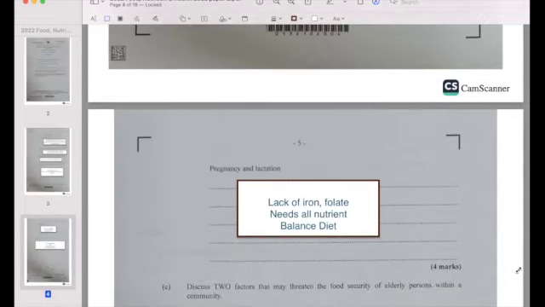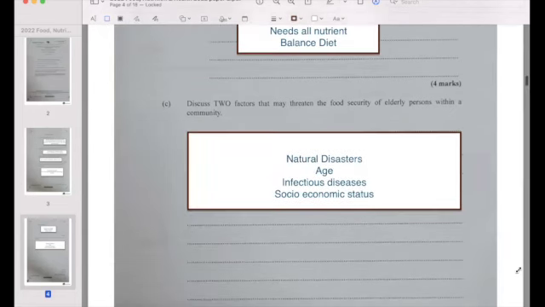For pregnancy and lactation, for pregnancy, they will need iron, folate, and nutrients from all the different groups. So they need more calcium, and the list goes on. And importantly, they need to maintain a balanced diet. And we already know what a balanced diet is.